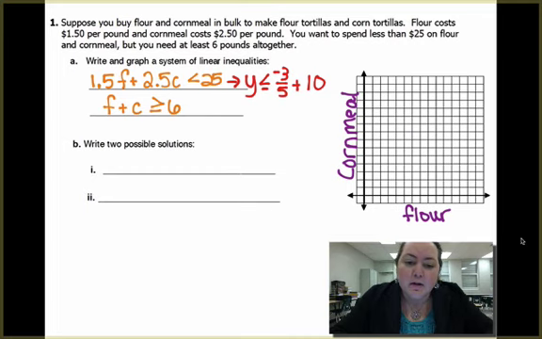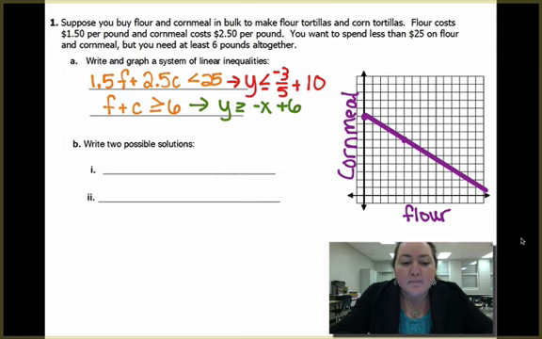Alright, I'm going to change my equation so that they're in slope-intercept form. So I subtracted 1.5F, and then I divided by 2.5. Okay, and that gave me negative 3/5, and then 10. Alright, so I'm going to go up to 10, I'm going to go down 3/5, and draw a line. And it would actually be a dashed line.